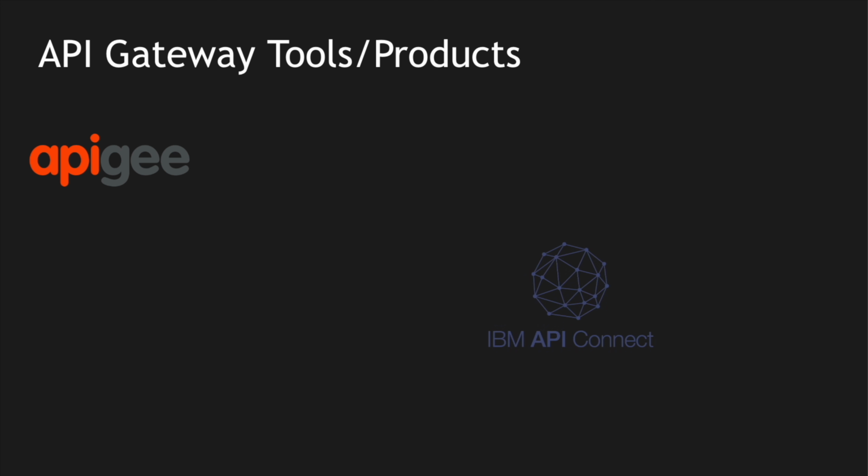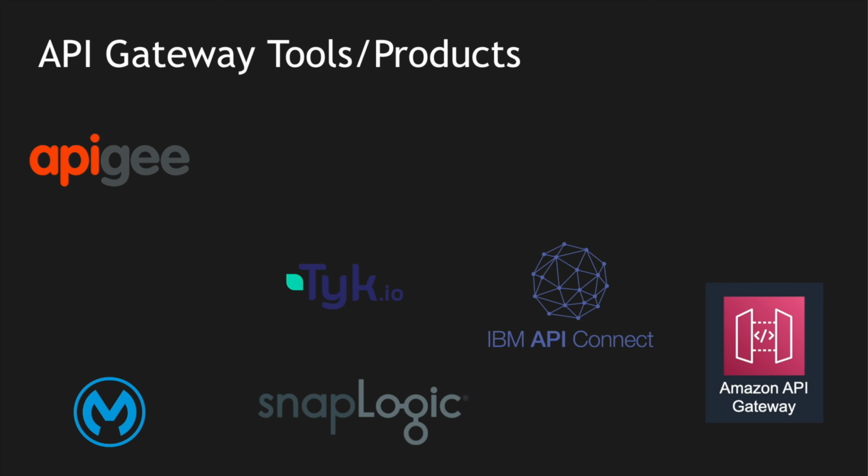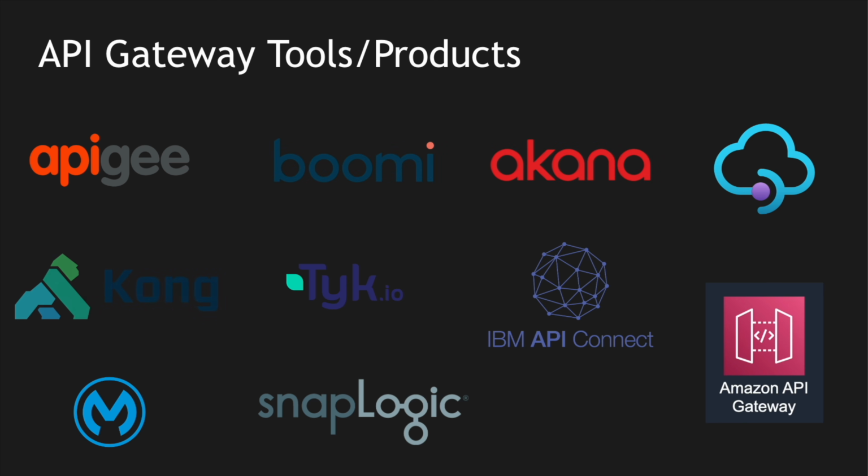Now, coming to the tools which folks use in the industry, some of these tools you would have used, starting with Apigee. It was a product from Google. Again, it was a separate product; Google bought it. There are cloud-specific products like Amazon API Gateway, Azure API Gateway, or IBM API Connect. There are standalone products like Kong, Boomi, Akana. MuleSoft has some, and Tyk.io also has one, and then SnapLogic is another new one. So these are different API gateway tools which companies leverage.